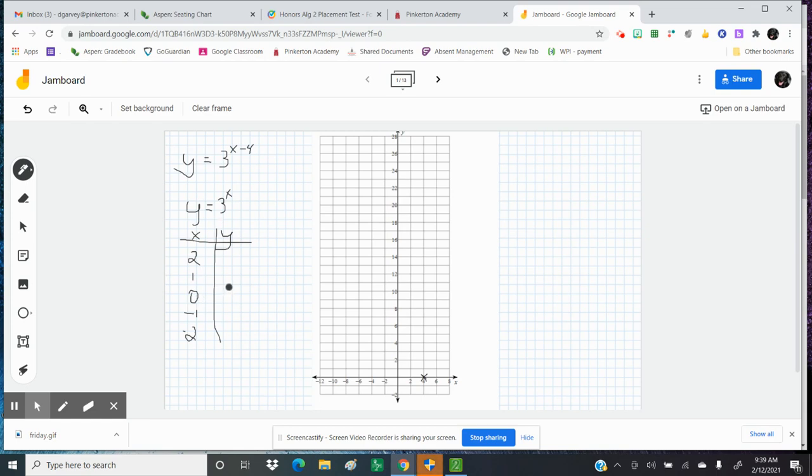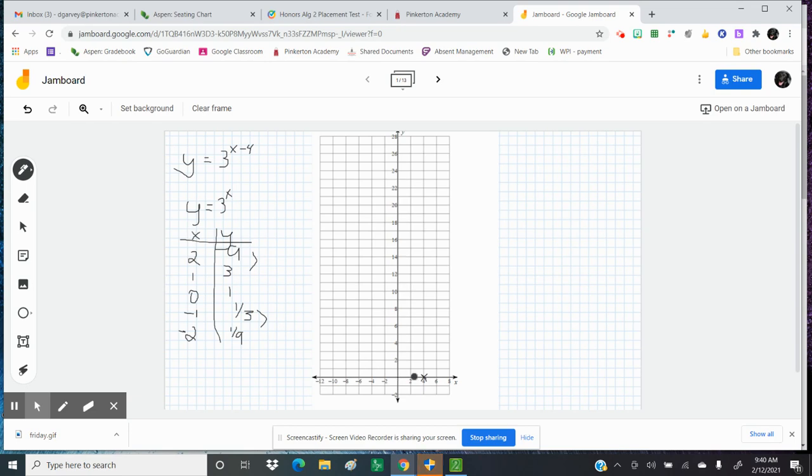So 3 to the 0 is 1. 3 to the 1 is 3. 3 squared would be 9. 3 to the negative 1, remember that negative causes a flip, so this is going to be 1/3. And 3 to the negative 2 will be 1/9. If you remember, we looked at the pattern: these numbers here and these numbers here are always going to be reciprocals of each other.